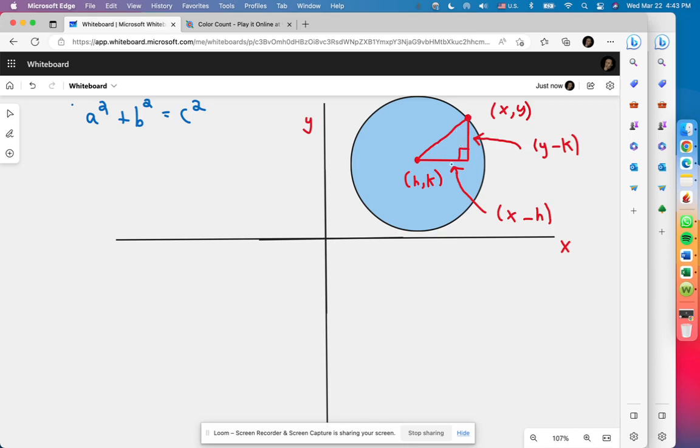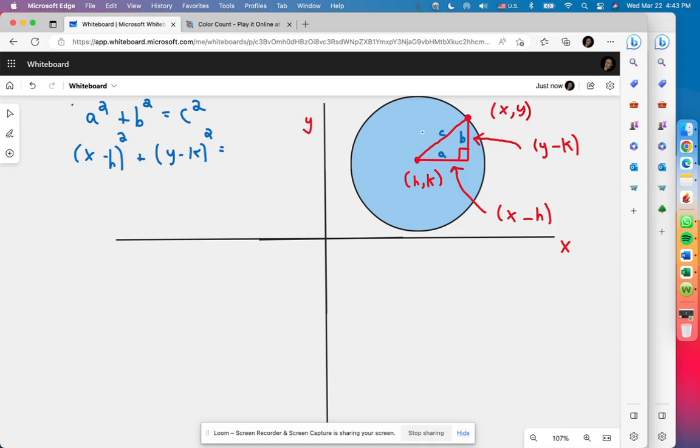So now, there are no numbers here, but watch what I'm going to do. This is A, that's B, that's C. A squared plus B squared equals C squared. Well, watch this. A is X minus H. So I'm going to have X minus H squared plus, what's B? B is just this distance right here, which is y minus k squared. And that's equal to, well, in this case, my c is c squared.